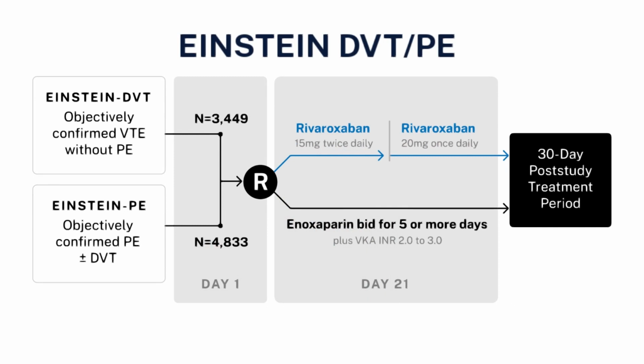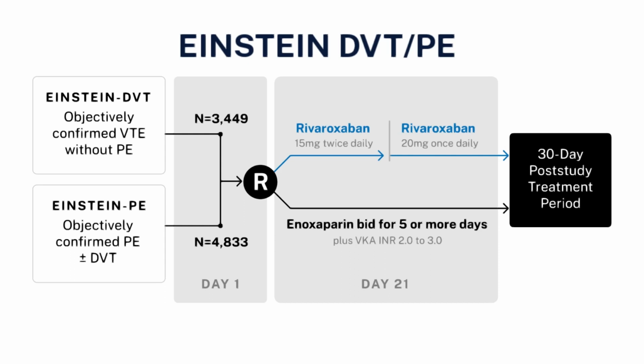Now, the Einstein DVT study enrolled patients who had an objectively confirmed venous thromboembolism without pulmonary embolism. So these are really patients who just have a DVT. There were 3,449 patients in that study, and then they were randomized to one of 2 treatment arms. In the experimental arm, they all received rivaroxaban 15 milligrams twice a day for 21 days. At the end of that 21-day period, they then transitioned to the standard rivaroxaban 20 milligram once a day dosing.